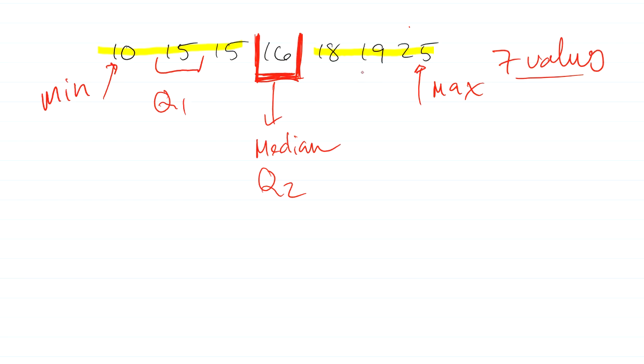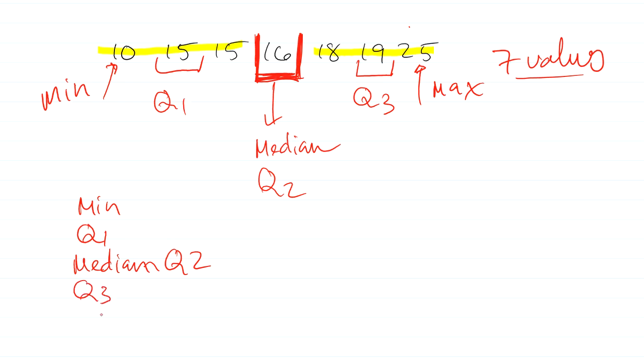The number in the middle of the upper half is the median of the upper half, and that's Q3. So our 5-number summary is the minimum value, Q1, the median value, which is also Q2, Q3, and then finally the max value. So minimum is 10, Q1 is 15, my median is 16, Q3 is 19, and the maximum value is 25.